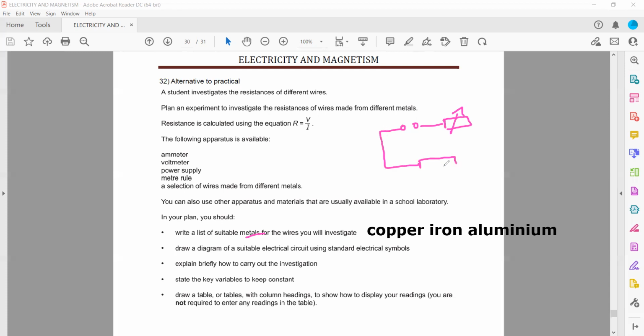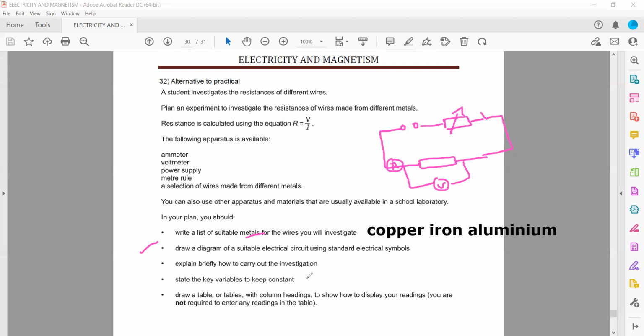Then we have this wire, because we are only investigating how the resistance of a wire made from different metals can be affected by the material. So voltmeter in parallel, ammeter in series. A switch will be there. Then explain how you carry out the investigation. We will place the metal wire, connect a voltmeter and ammeter, and then repeat the experiment with different voltages and currents, and then repeat the experiment with different types of wires.